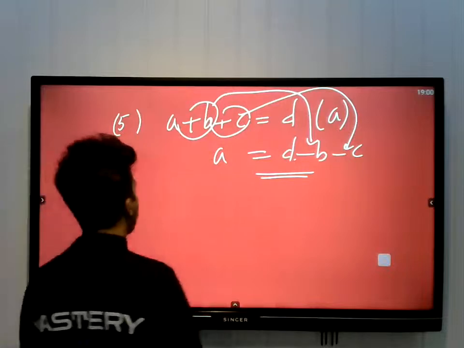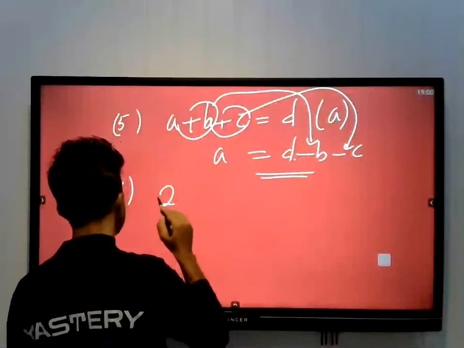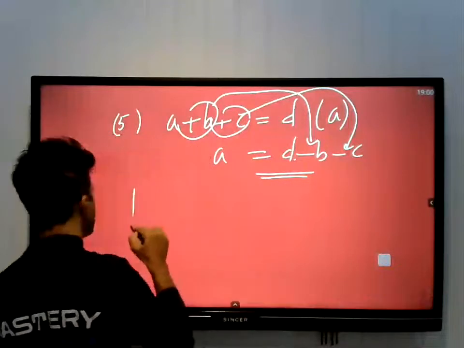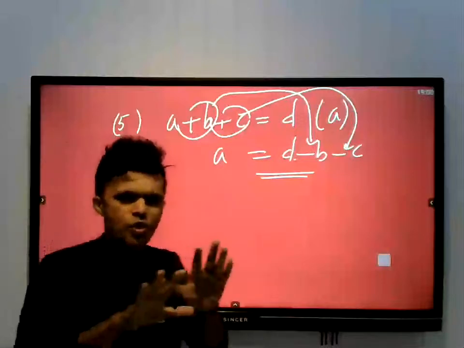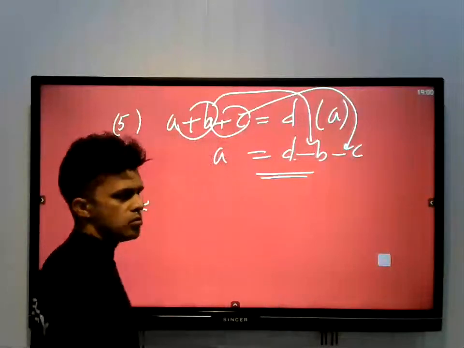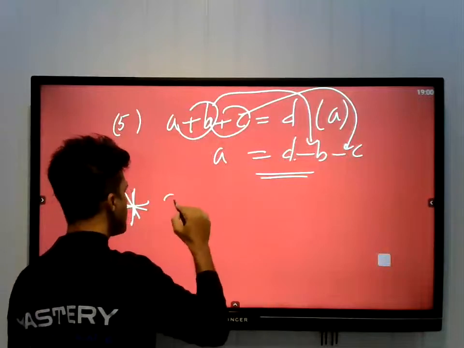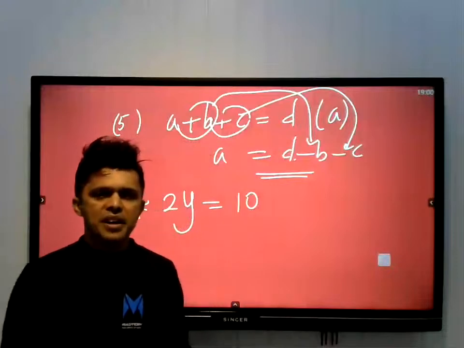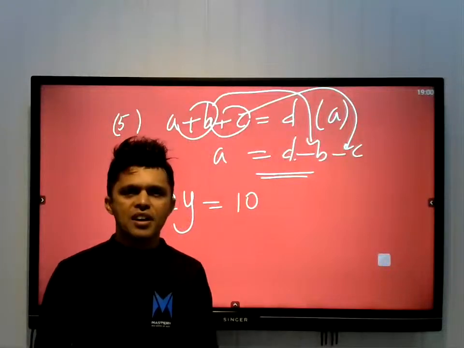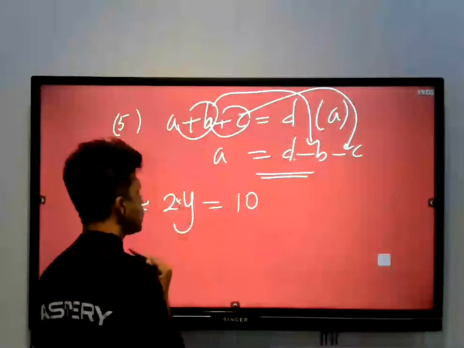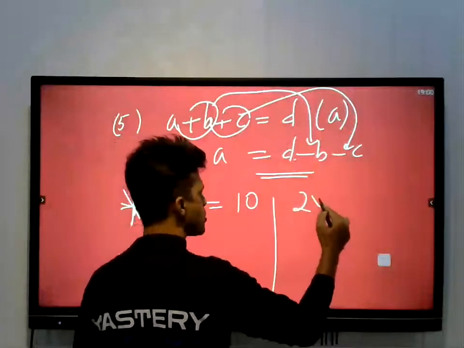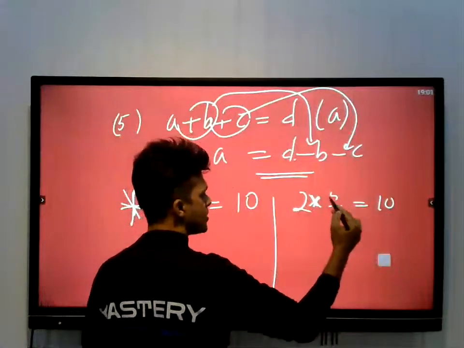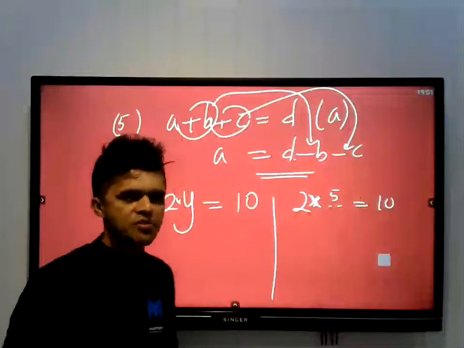The next one. Just to imagine this type of one, this is not a formula. If this is 2y equals 10, how can you get the value of y here? 2y means 2 into y, so 2 into blank equals 10. You know that the blank is 5. So the value of y is 5.